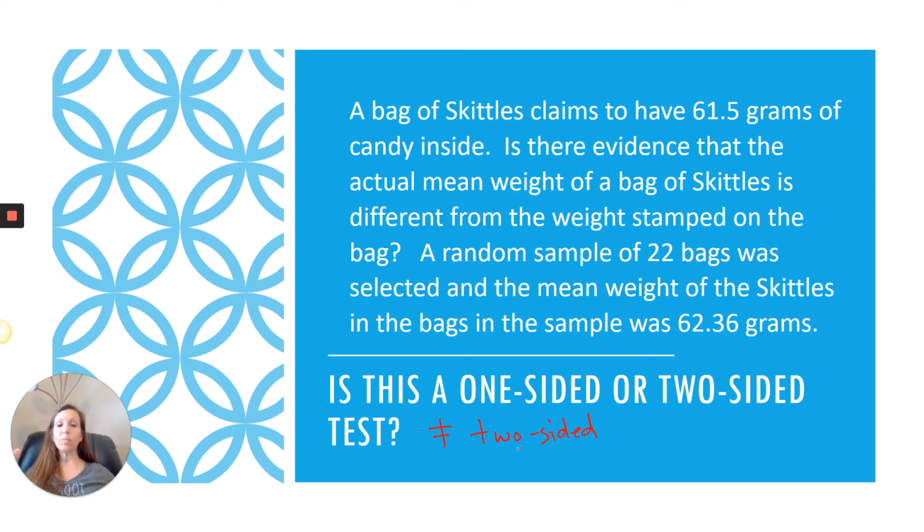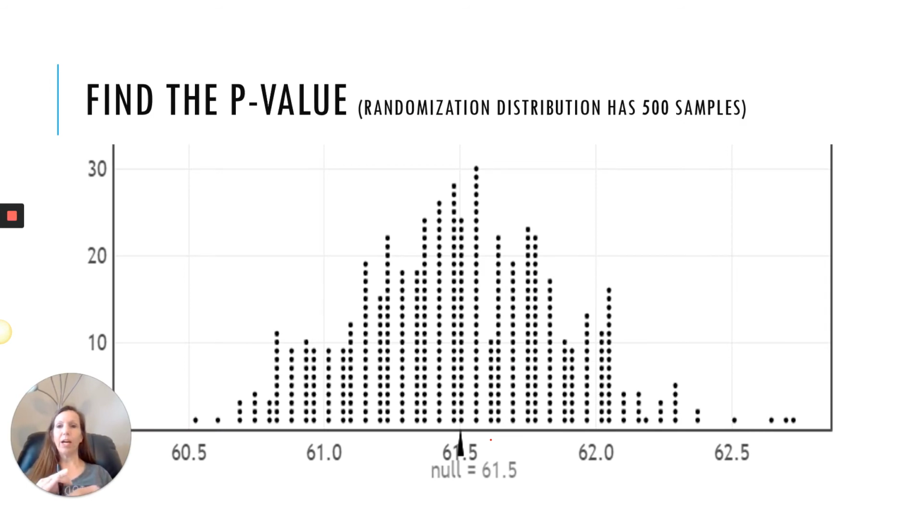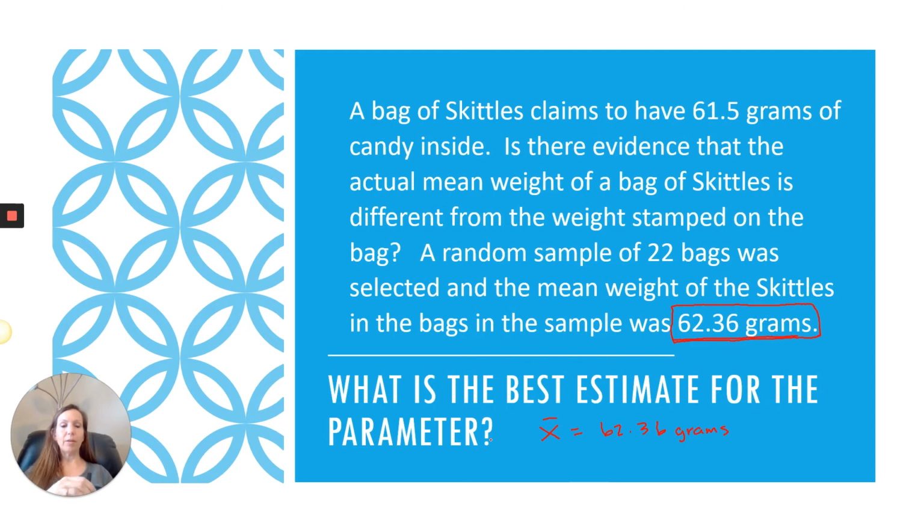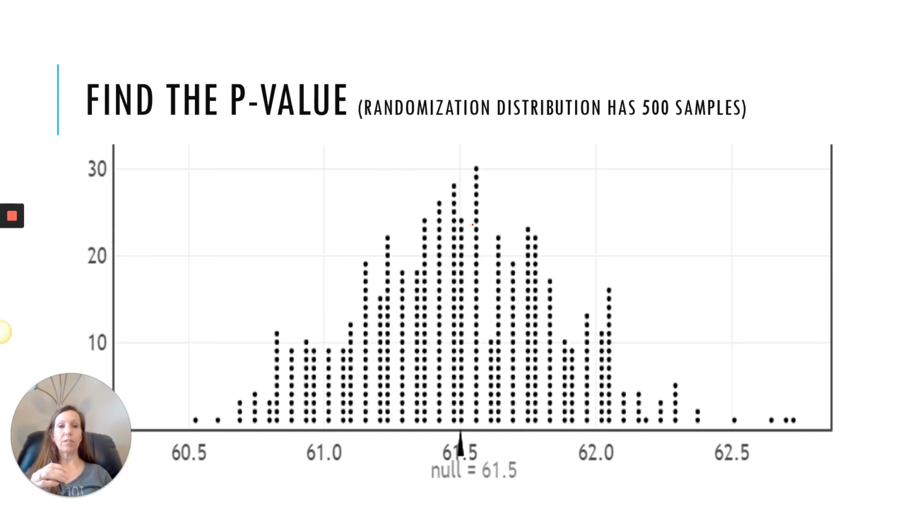And where the distinction becomes important is when we're finding the p-value, as we're going to see in a minute here. All right, so our next step is to find the p-value. And I've been given here a randomization distribution based on 500 samples. So how I use this is I am going to locate my original sample statistic on the x-axis. So I'm going to go back here. So it said my original sample statistic is this 62.36 grams. So here's my randomization distribution.